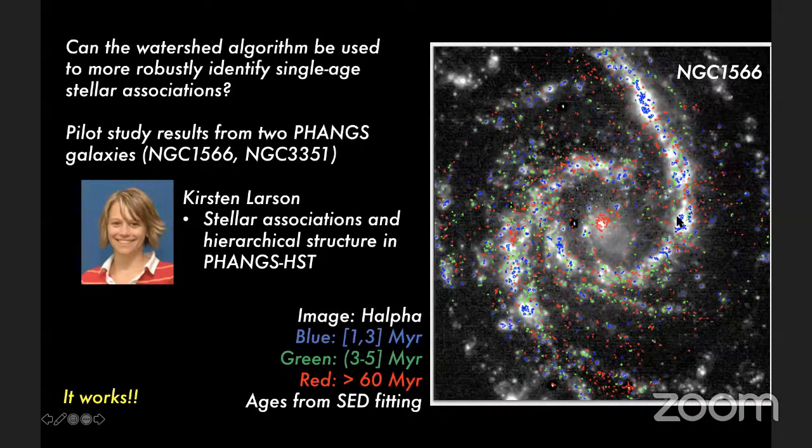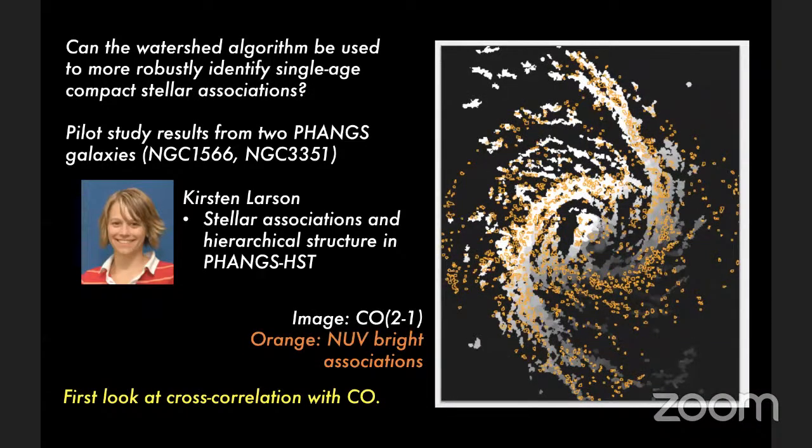And the older structures here, all just color-coded in red, all the associations older than 60 million years, which you do not expect to give rise to ionized emission, nebular emission, are just widely distributed. Kirsten is also taking our group's first look at the cross-correlation between these young associations and the molecular clouds. And so here's 1566 again, and now just showing all the associations associated with NUV flux overplotted on the CO map.